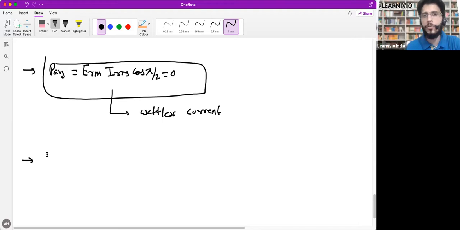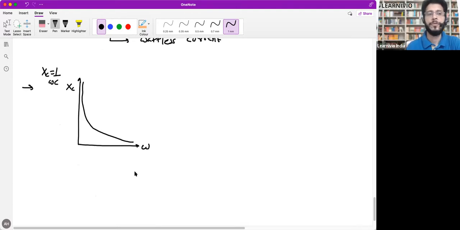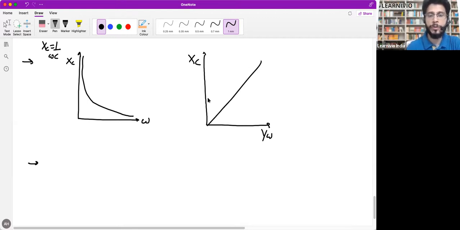Then we can discuss the behavior of capacitor for high frequency. We can plot the graph also. See, Xc is 1 by omega C. What should be the shape of the graph? Inversely proportional. Hyperbolic, right? This would be the shape of the graph. But if I ask you to plot Xc versus 1 by omega, this is directly proportional, so the graph would be a straight line. Remember this: with omega, the graph is hyperbolic, but for 1 by omega, it would be a straight line.